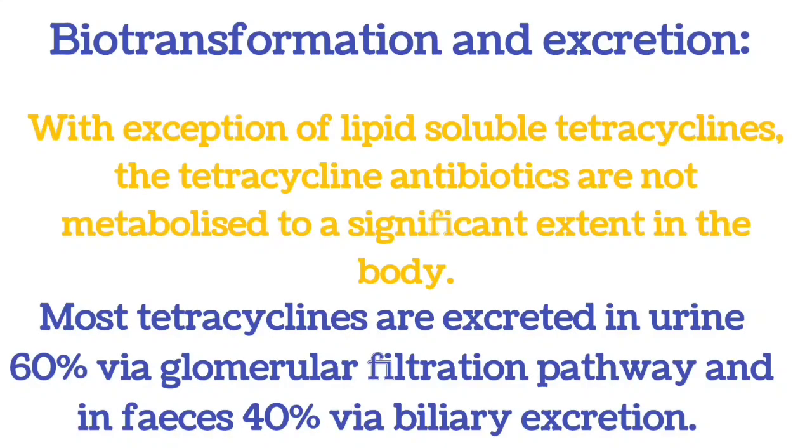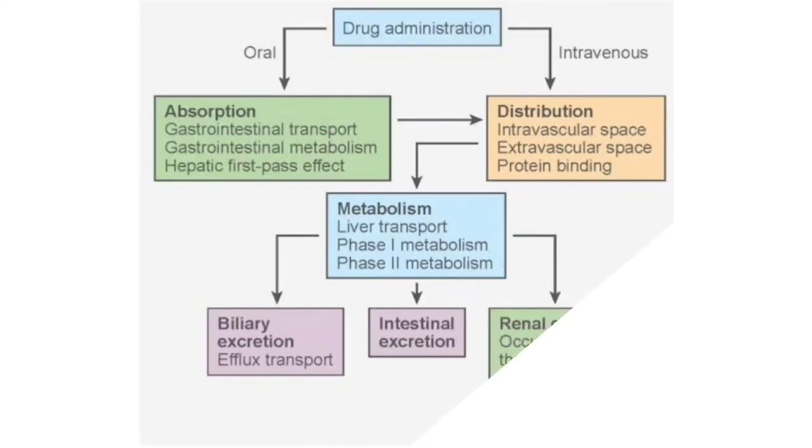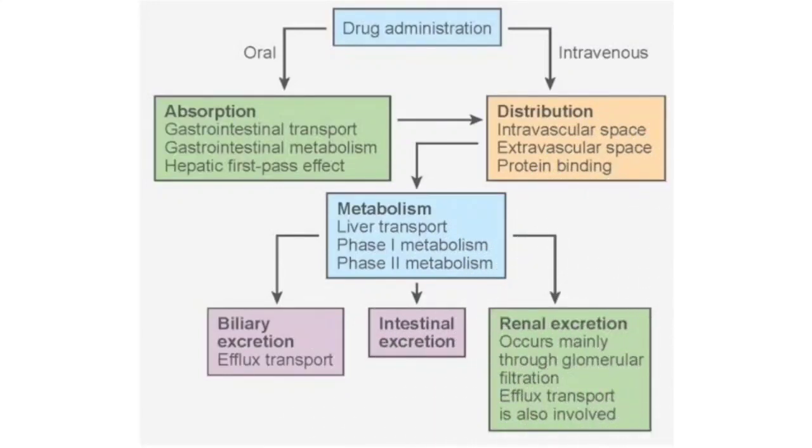Biotransformation and excretion. With exception of lipid-soluble tetracyclines, the tetracycline antibiotics are not metabolized to a significant extent in the body. Most tetracyclines are excreted in urine 60% via glomerular filtration pathway and in feces 40% via biliary excretion. Tetracyclines undergo enterohepatic circulation, which may affect their duration of action.